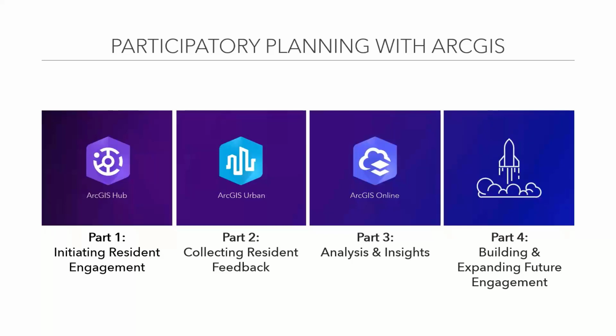So we've established the way we're going to allow our residents to sign up for our community workshop through ArcGIS Hub. We have established the project within ArcGIS Urban that will enable them to provide their feedback. With part 3, we've conducted analysis and gained some insights on the data through ArcGIS Online. And now with part 4, we'll cover how to expand with our community engagement further on with our process.